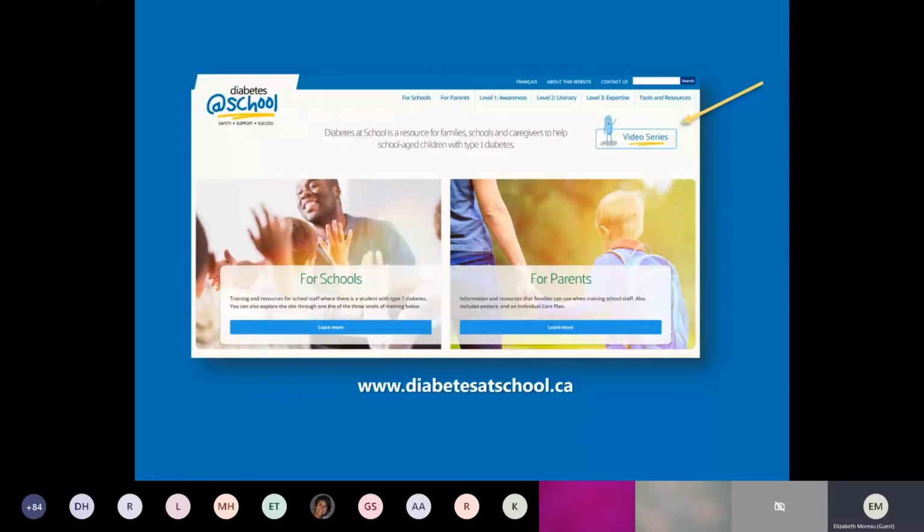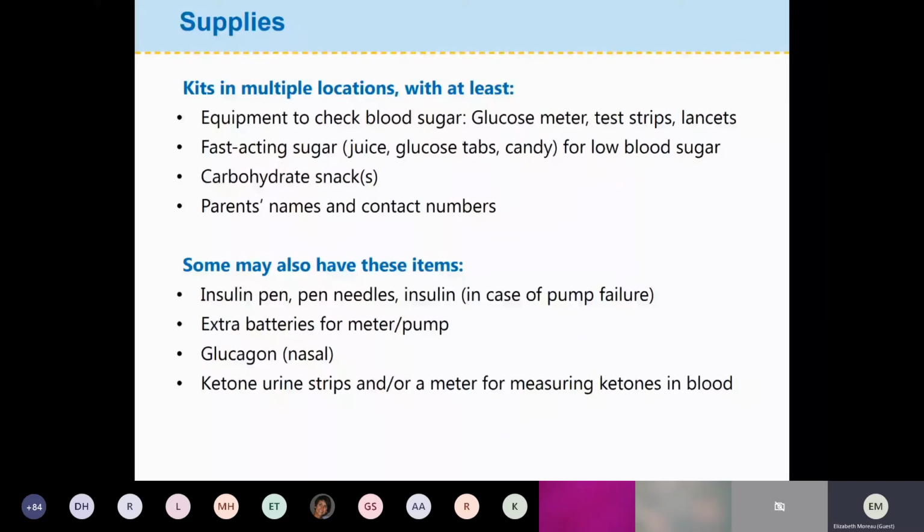When it comes to supplies, you want to make sure that you have a number of kits going into the school, put in multiple locations. At minimum, you want a kit in your child's primary classroom, the classroom that they're in for most of the day. I know some of you will have your children carrying their equipment with them in a little backpack or things like that. Have an extra kit in the office. It's always a good idea. You may want to have one in the gym, places like that. So it's always a good idea to send 3 or 4 kits to school.